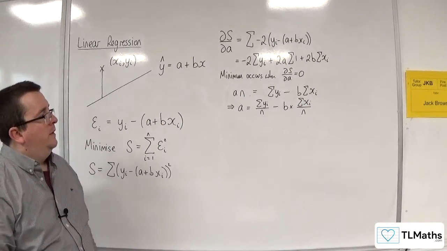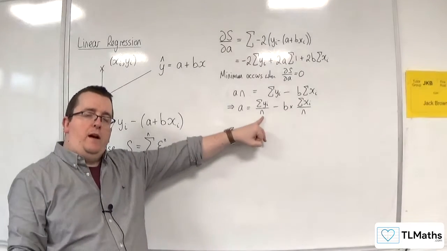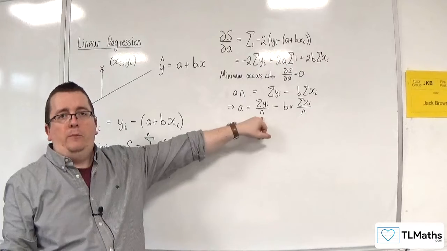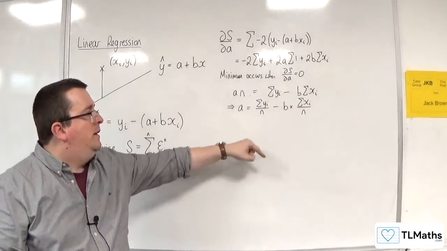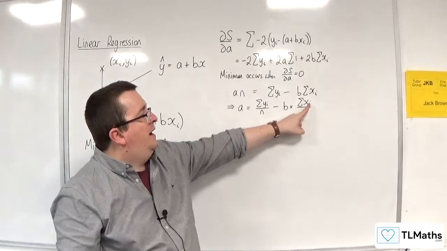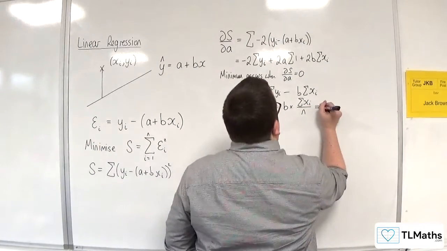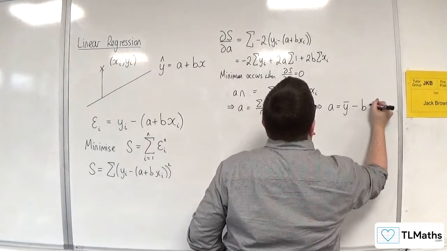Okay? But what are these? What is the sum of yi over n? Well, that's just y bar. That's the mean of y, because it's adding up all the y values and dividing by n. And adding up all the x values and dividing by n is x bar. So actually this is a is equal to y bar, take away b, x bar.